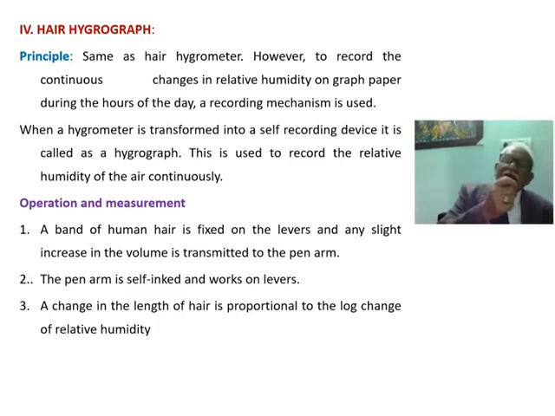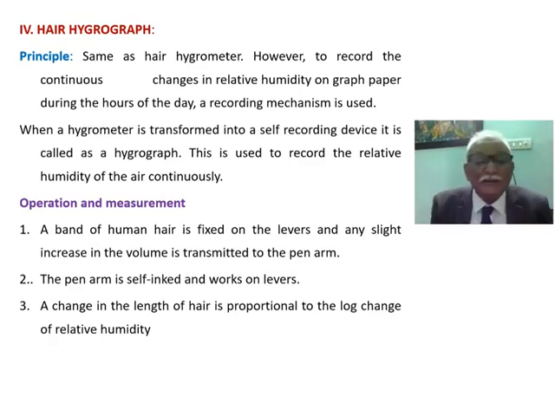The hygrograph works on the same principle, with a clock mechanism like our watch turning a drum. The difference is that it records the continuous changes in relative humidity on graph paper during the hours of the day. We keep it in the Stevenson screen and collect the chart after 24 hours. Thermographs, hygrographs, and sometimes barographs are kept in the Stevenson screen, depending on the hydrometeorological department services of the country. When a hygrometer is transformed into a self-recording device, it is called a hygrograph.